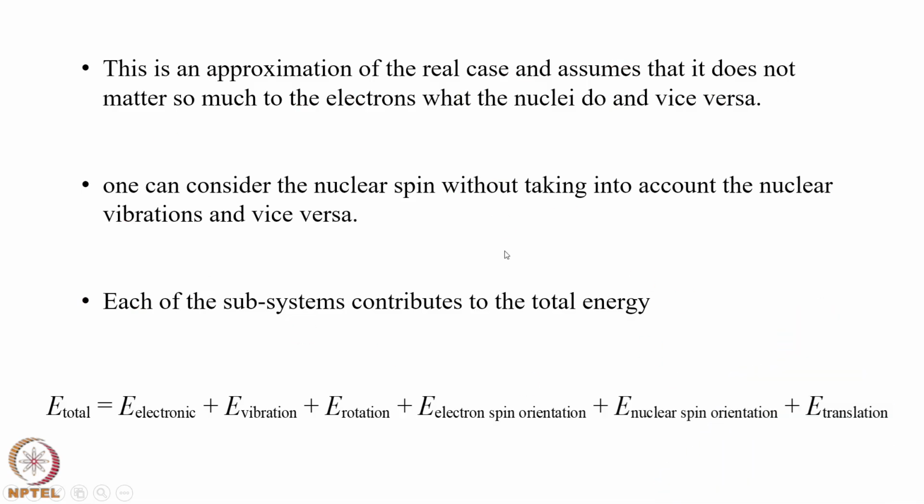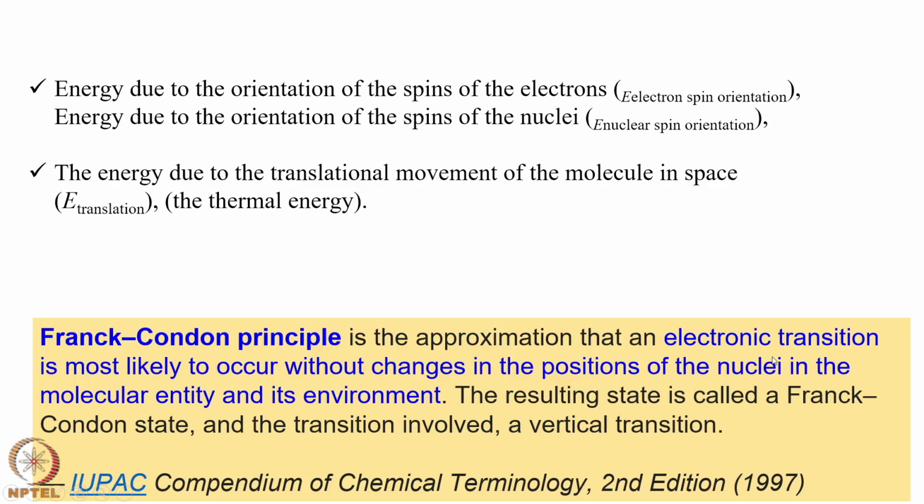So, when we want to understand the energy of any atom, what all energy do we have? E electronic, then E vibrational, E rotational, right. E electron spin orientation, then this is all electron, then we come to E nuclear spin orientation and E translational, that all constitute the energy.